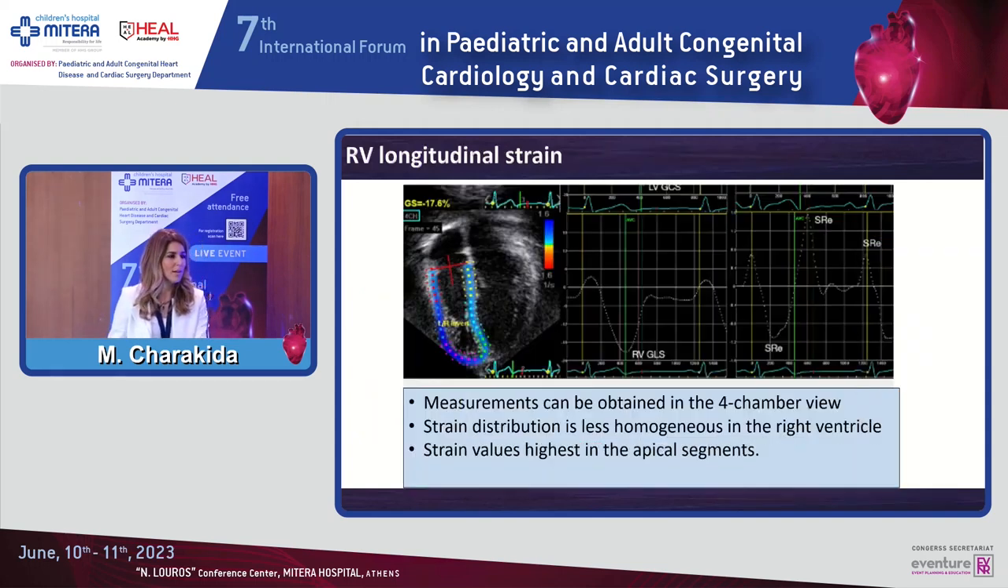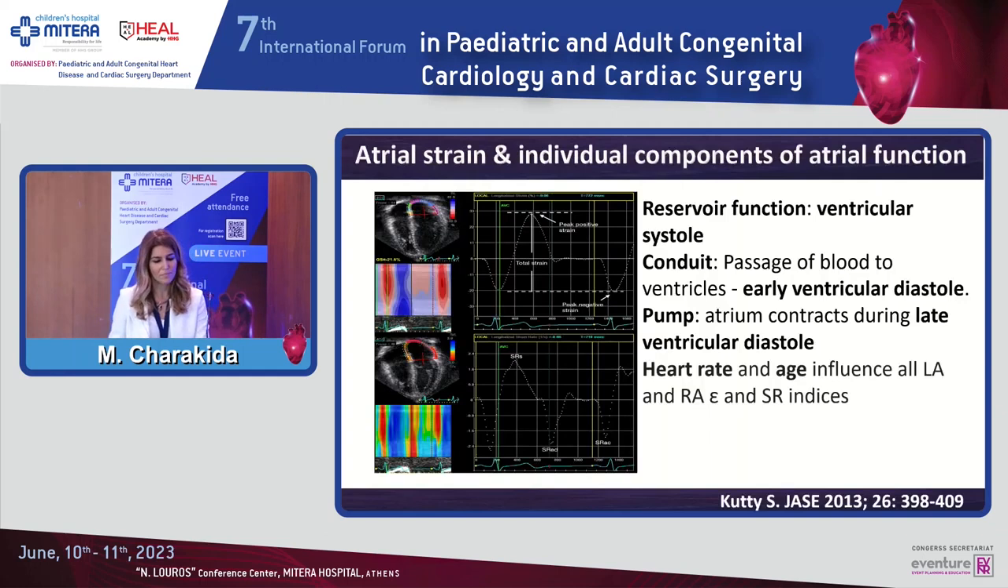We are all aware that right ventricular function depends mostly on the contractility of the RV free wall and the septum, so we can do the RV longitudinal strain in the 4-chamber view. The strain distribution in the RV is less homogeneous than what is reported in the LV, so the values are highest in the apical segments and the outflow compared to the other parts of the RV.